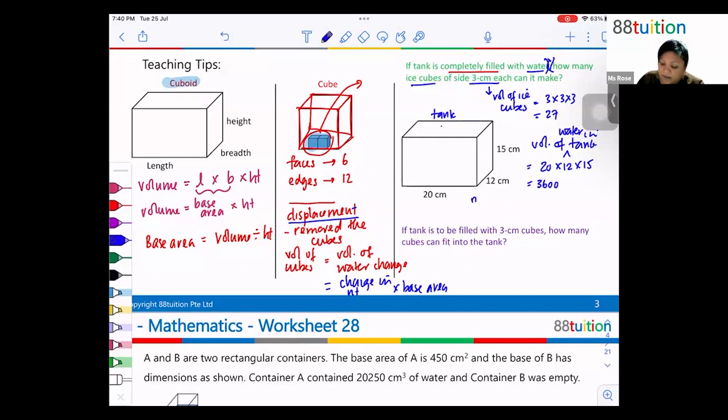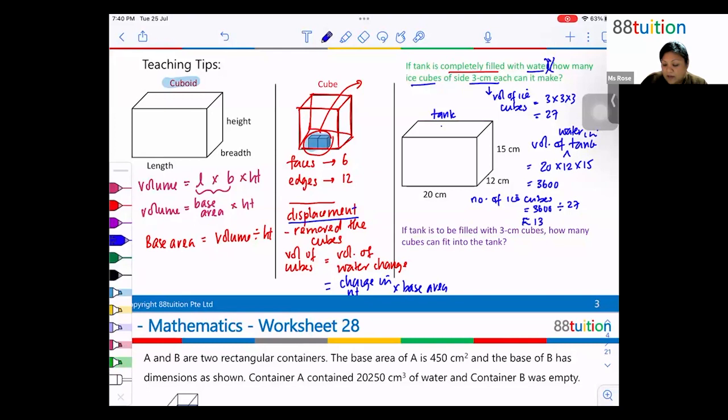So how do you find the number of ice cubes? If you want to pour the water and make ice cubes, how many can you make? You take the total volume of water in the container divided by the volume of each ice cube. The volume of water in the container divided by the volume of each ice cube gives you how many ice cubes?